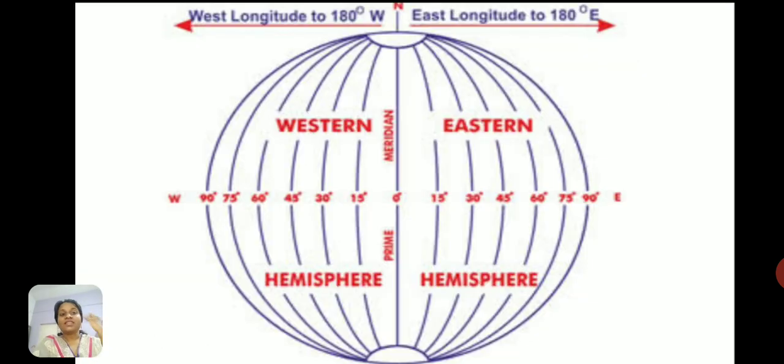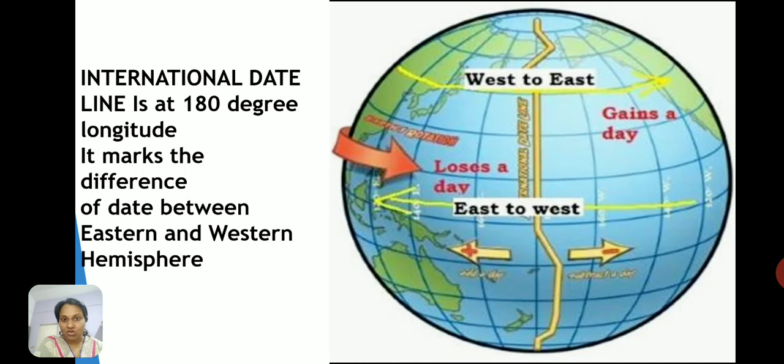Now I told you that the 0 meridian longitude divides the earth into the eastern and western hemisphere. All the 180 longitudes that are in the eastern hemisphere will be marked with degree east, and all the 180 longitudes in the western hemisphere will be marked with degree west. I hope this picture makes it more clear.